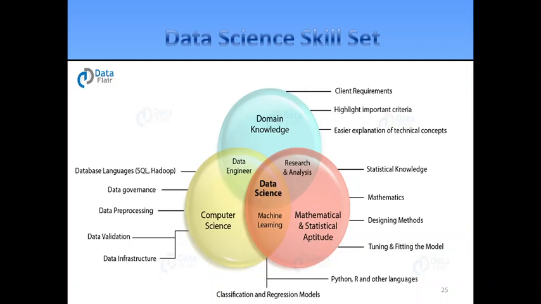For a data engineer, we need some knowledge of SQL and Hadoop, data governance, data pre-processing, data validations, and data infrastructures. So these are the skill sets needed for data science. Thank you.